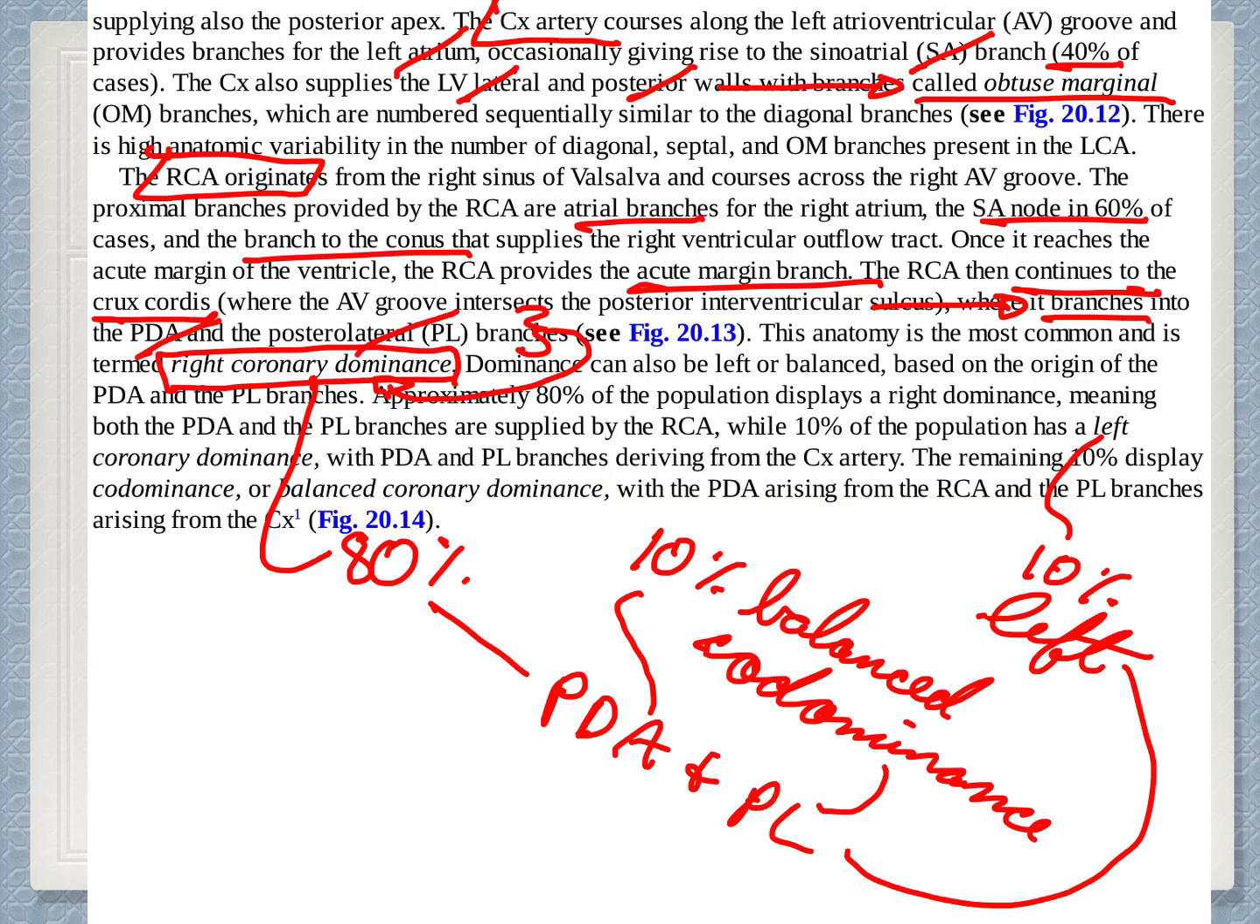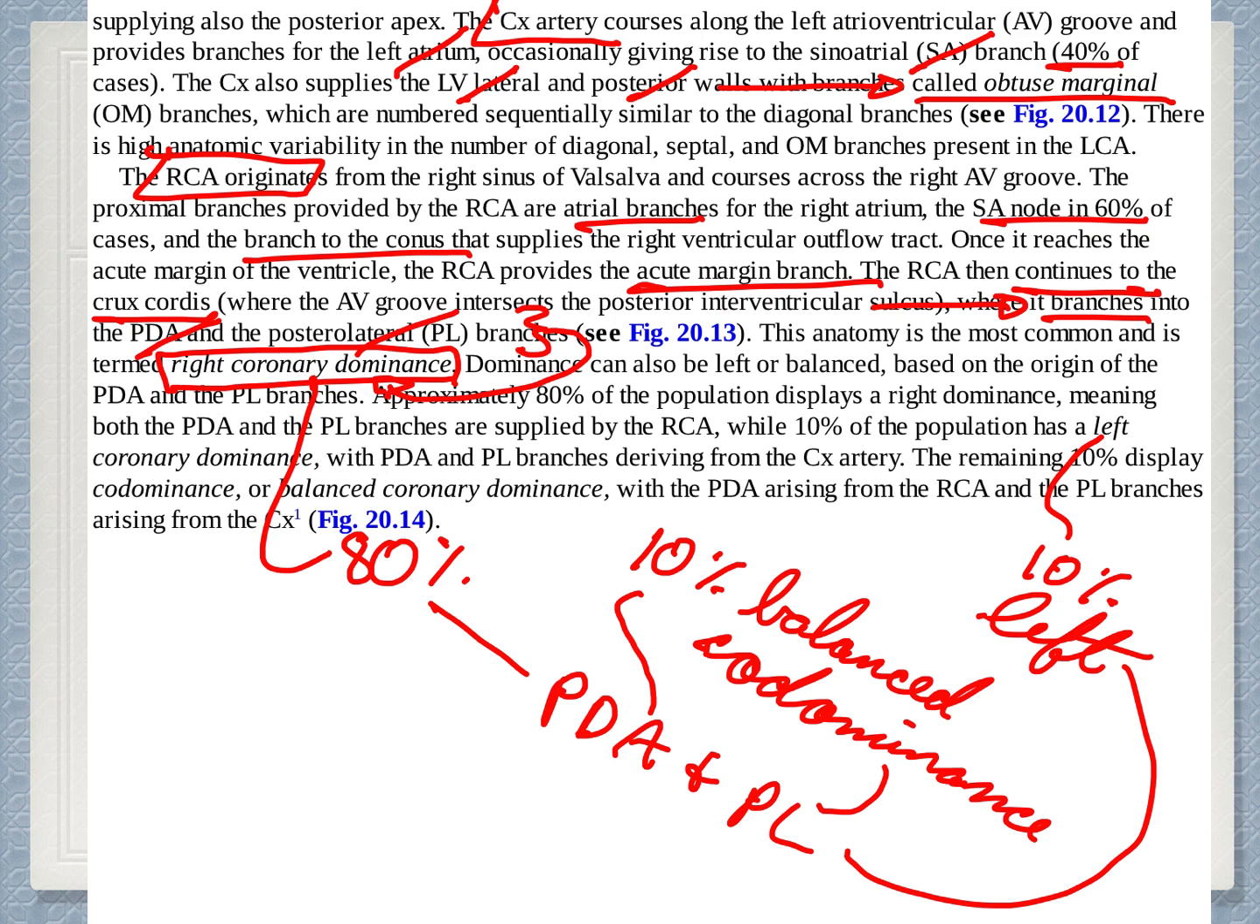Now moving on to the circumflex artery. It courses along the left AV groove and provides branches to the left atrium, the sinoatrial branch in 40% of cases, and the left ventricular lateral and posterior walls with branches called obtuse marginals.